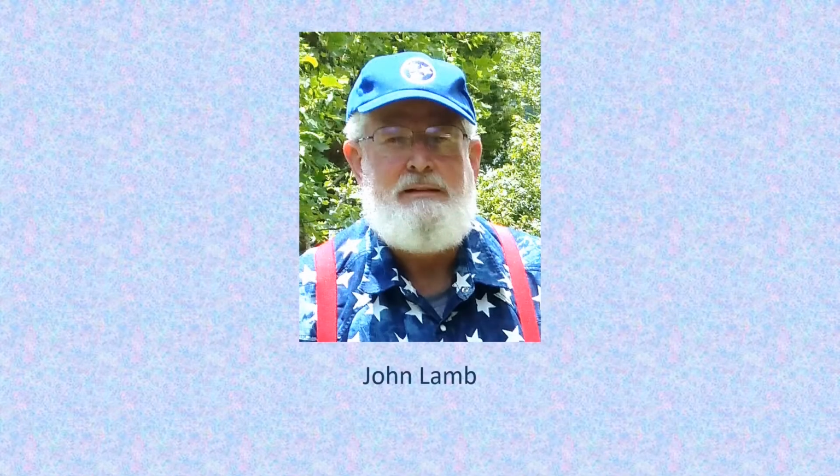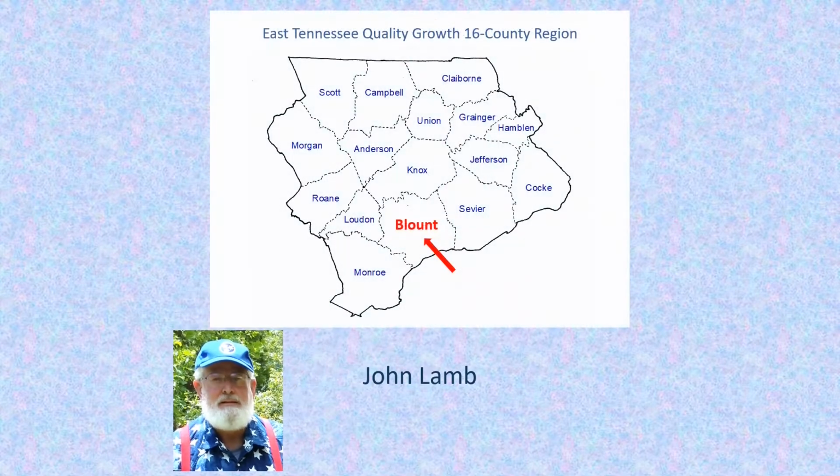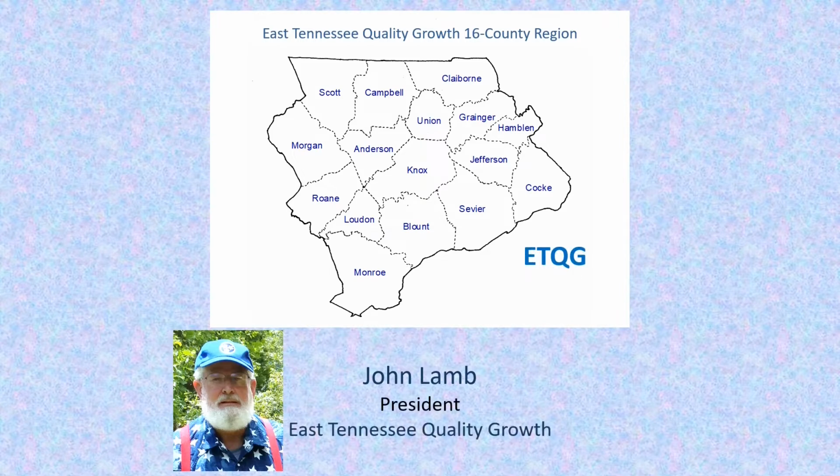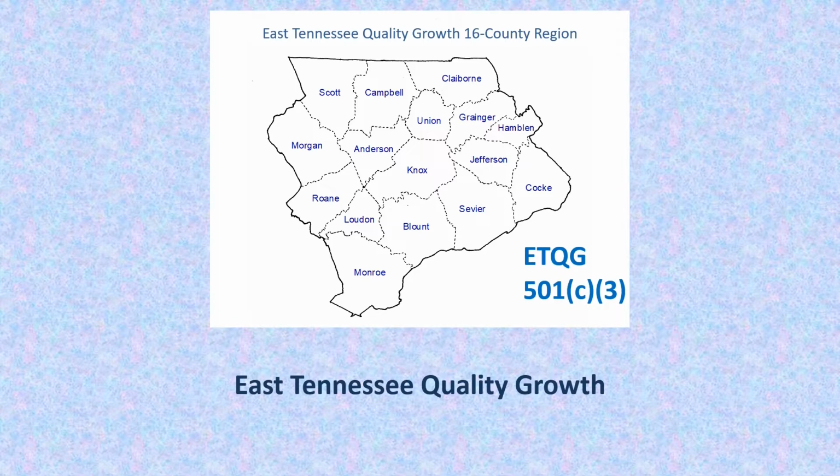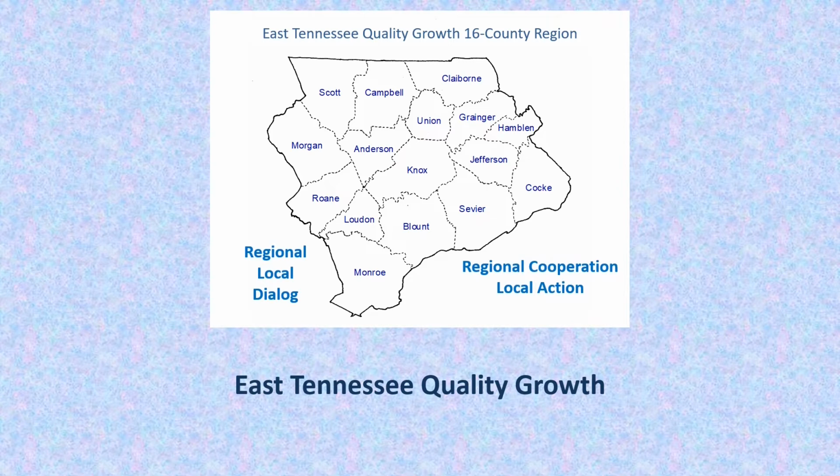Hi, I am John Lamb, producer of Aging at the Speed of Life, and the narrator for this presentation. I am retired after almost 22 years as Blount County Director of Planning, and I continue activity in local groups addressing the issues of aging and health. I am also member of similar groups at the regional level in East Tennessee. And I am president of East Tennessee Quality Growth, or ETQG, covering the 16 counties shown on the map. East Tennessee Quality Growth is a 501c3 nonprofit organization with mission to promote regional and local dialogue, along with regional cooperation and local action.